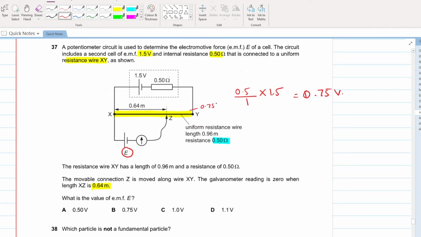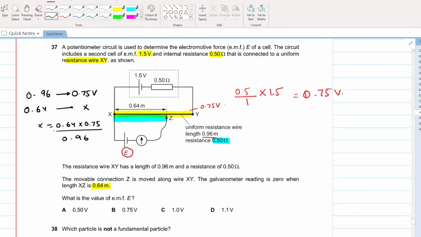0.75. ओके. अब पूरा वायर कितनी लेंथ का है बेटा? 0.96 मीटर. पूरा वायर is of 0.96 meter. You have to only calculate the voltage in the 0.64 meter की length. So 0.96 meter का wire is carrying 0.75 volts. How much voltage will be in a wire of 0.64 की length? Place an x here. Cross multiply. X comes out to what? 0.64 into 0.75 divided by 0.96.